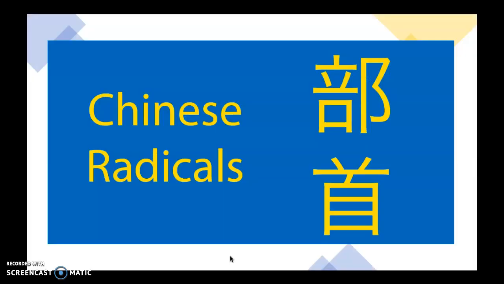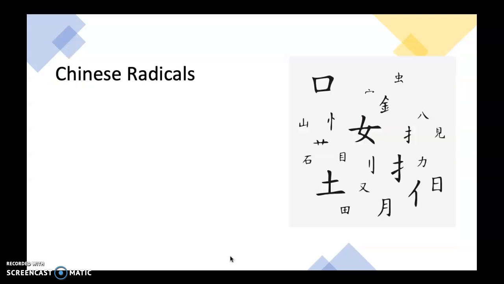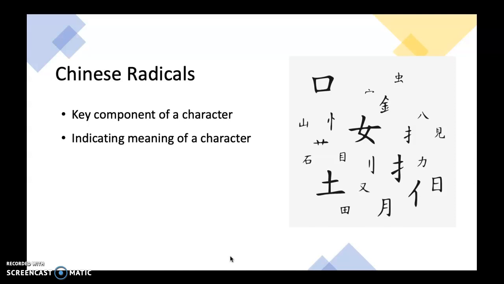That is why today we're going to look at Chinese radicals, 部首, to learn about what Chinese radicals are and why they are important. So, what is a Chinese radical? Chinese characters are usually made of various components, and a radical is the key component as it usually indicates its meaning or sometimes sound.